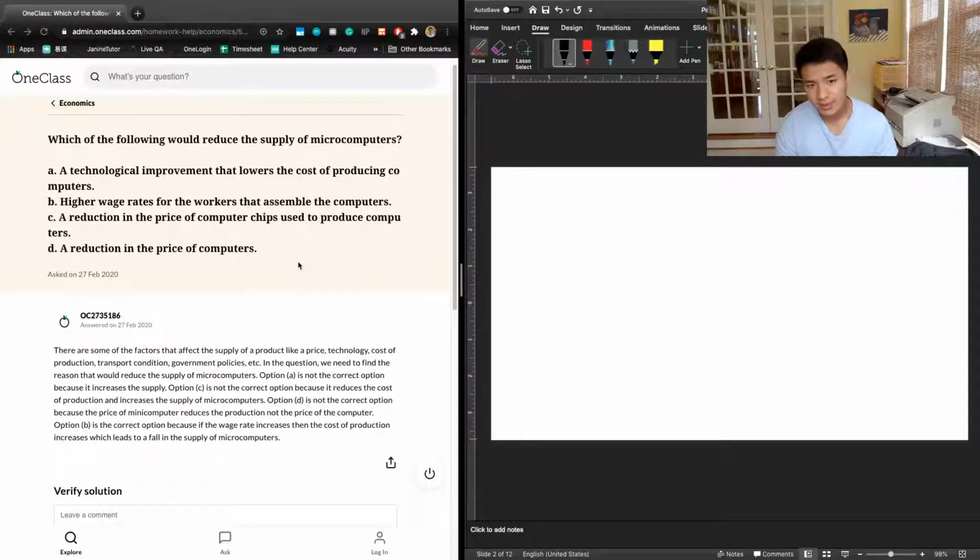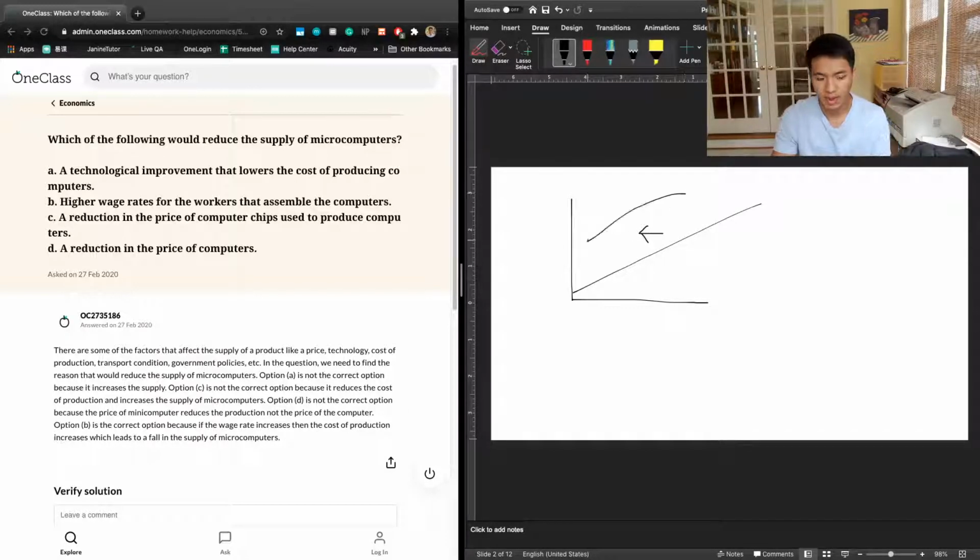So reducing the supply of microcomputers refers to a leftward shift of the supply curve. You would see it on the graph as something like this, right? We have a supply curve, and it would shift to the left by some degree. Basically, a reduction in quantity supplied at every single price point. And so what could lead to that?